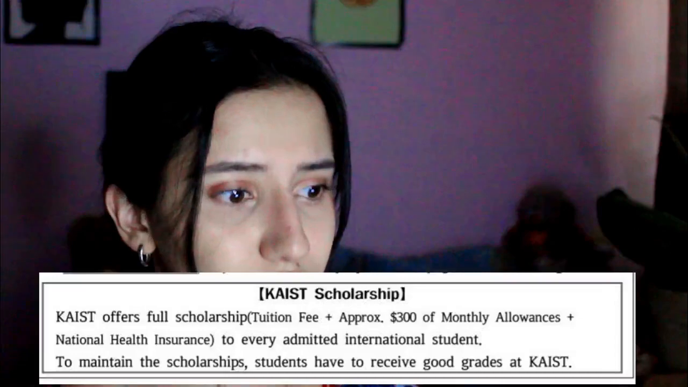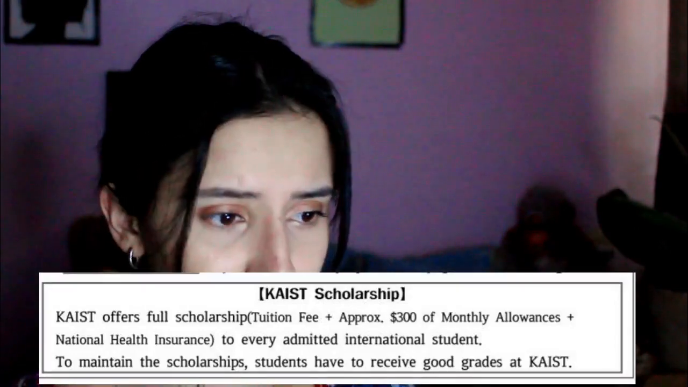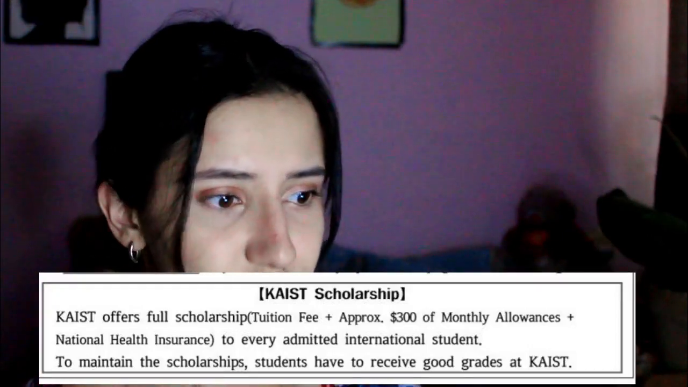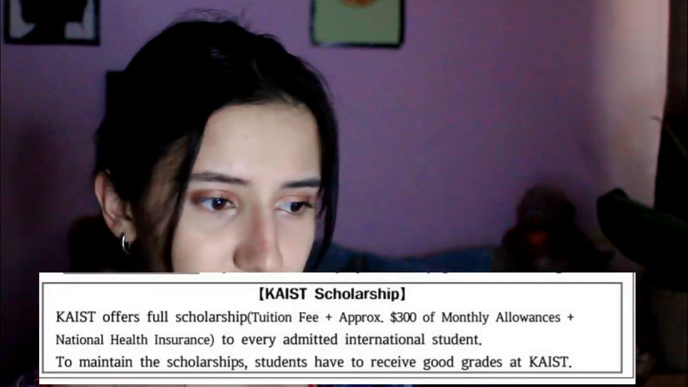When you select KAIST scholarship, please upload documents you deem necessary in reflecting your financial status. So anything that proves that you really need the scholarship or you have financial problems, send all the documents. And please make sure that all your documents are in English. And KAIST scholarship offers you full scholarship, tuition fee, and approximately $300 of monthly allowances and national health insurance to every admitted international student. And to maintain this scholarship, you have to receive good grades at KAIST.